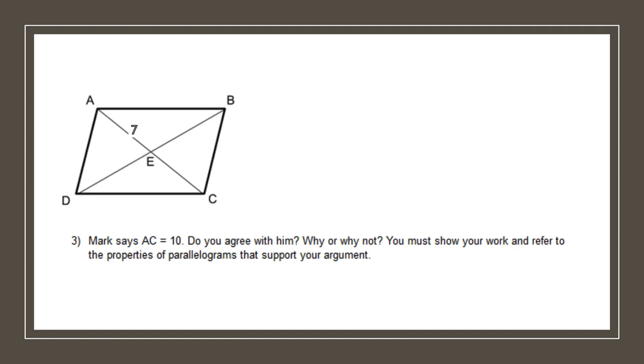Okay, Mark says AC is 10. Do you agree with him? Yes or no? Why or why not? Well, I definitely do not agree, because the diagonals bisect each other, which means AE and EC have to be congruent to each other. So if AE is 7, then EC is 7, and if you add them up, you get 14. That's not the 10. Mark is wrong.